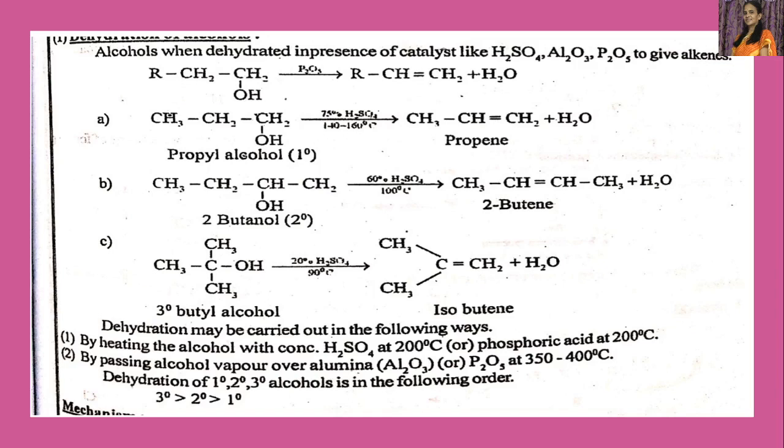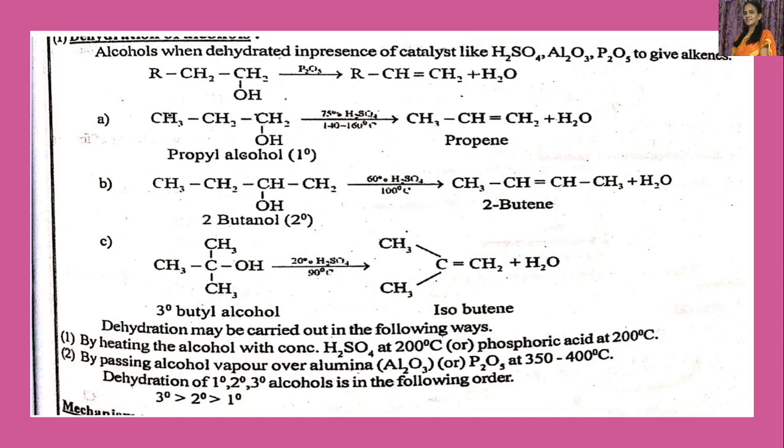So when this is subjected to dehydration, we get isobutene, this one, isobutene, with a fork shape like this. This is another example for dehydration of alcohols.